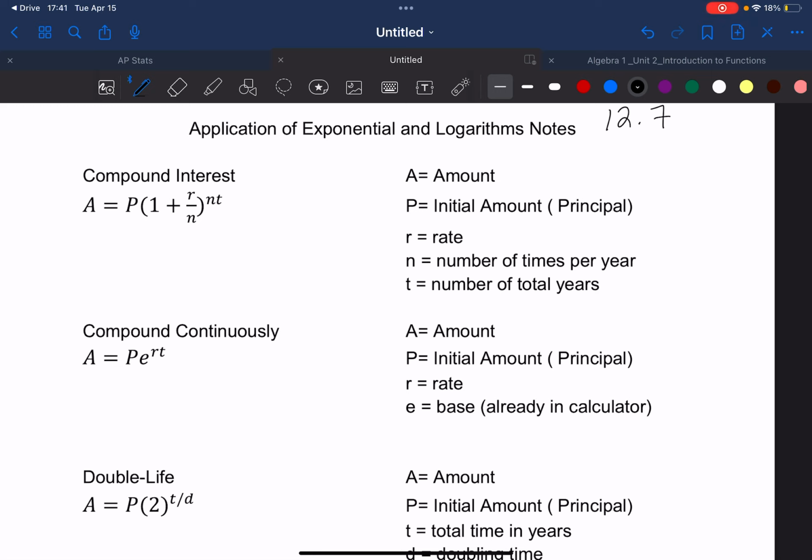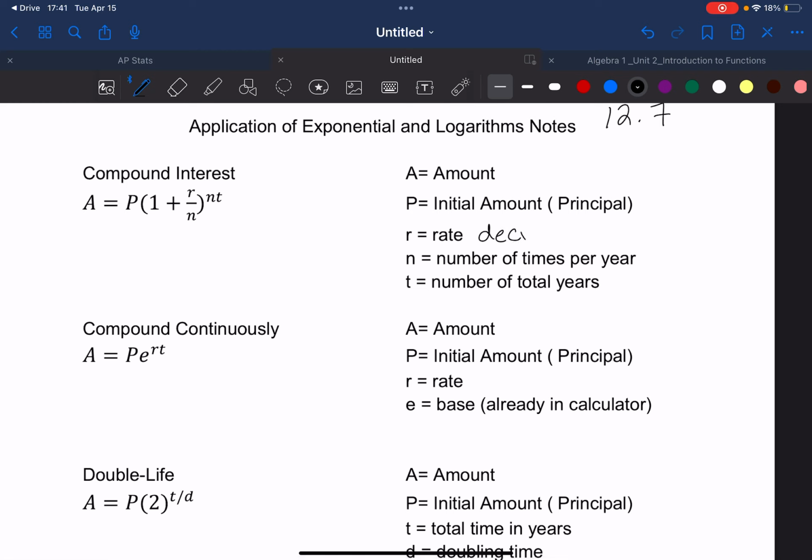So A stands for the amount. This is the amount that you're trying to achieve. Then P stands for the initial amount or the principal, so the amount of money or whatever that you have. Then we have R, which is the rate. And what's important here is that the rate is always a decimal. So I'm going to write that here. Rate is always a decimal, and that is for every single one, every time you see rate. N stands for the total number of times per year, and T stands for total years.